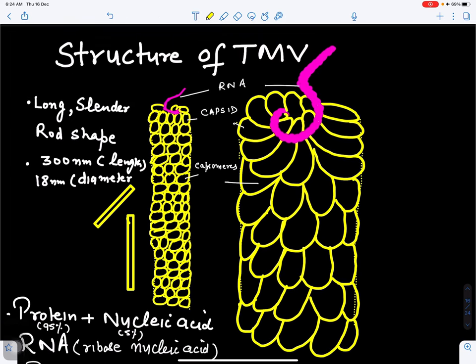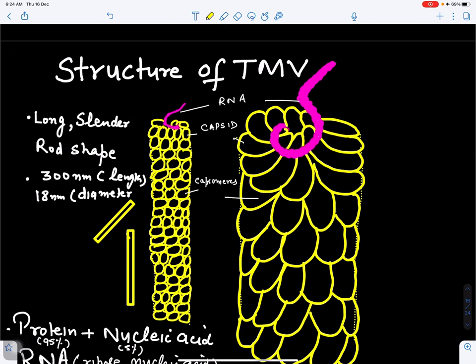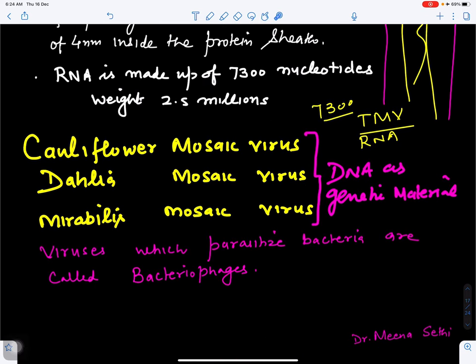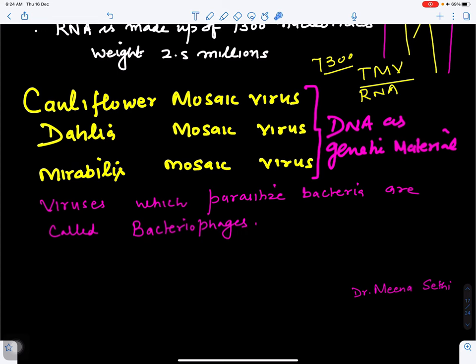We can see again in a nutshell. This part is the protein coat. This is the RNA, which is single stranded. Now, this protein part is called the capsid. It is made up of units like this, and these are called capsomeres. If we see their shape, it is rod-like, 18 nanometer in diameter and 300 nanometer in length. So RNA is single stranded. So we have studied in detail the TMV virus.